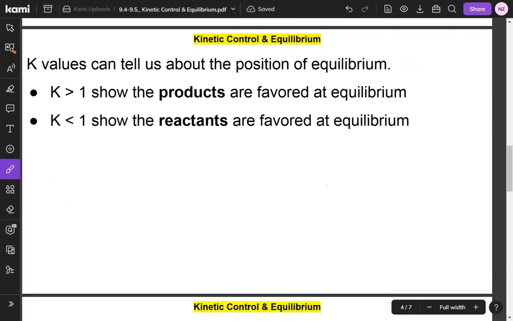Okay, so in our reactions, we are also going to have K values. We'll see these when we get into equilibrium a little bit more here. Okay, so K values come up when we're looking at equilibrium. If K is greater than 1, that shows the products are favored at equilibrium. If K is less than 1, the reactants are favored at equilibrium. So greater than 1, it's the products. Less than 1, it is the reactants.